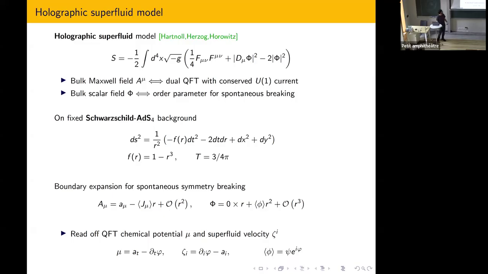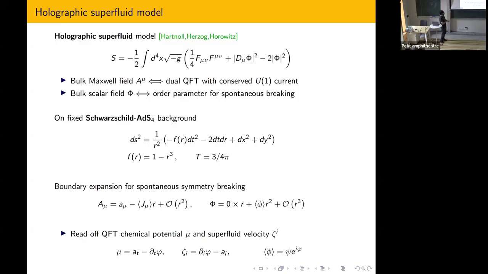But that means that we will work around a fixed Schwarzschild AdS background. We will be in 2+1 dimensions in the boundary theory, so in 4 bulk dimensions. This is just the metric of the black hole. We choose units in which temperature is just a pure number, and everything will be measured in units of the temperature. And in general, the 2 probe fields that we will be concerned with are the gauge field and the scalar.